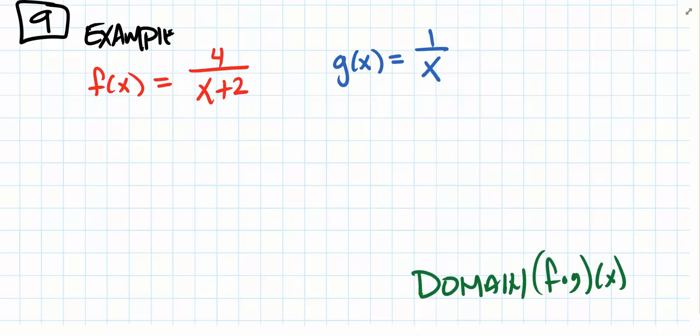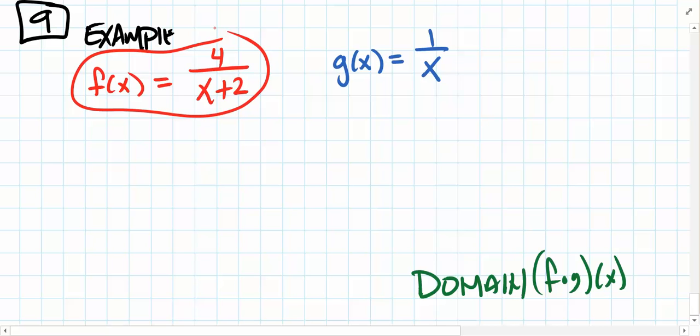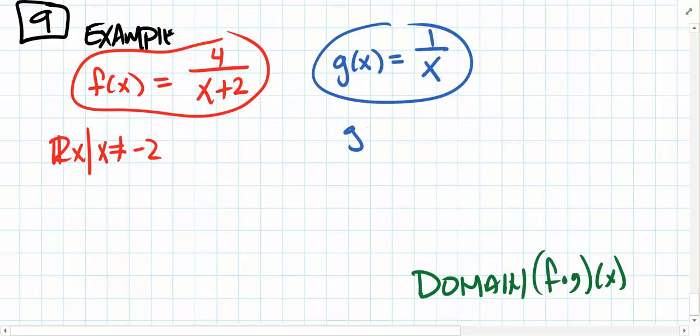Go ahead and try this on your own. Give me the domain of f of g of x, given the two functions defined as above. You can work with Adrian. So everyone, here we go. Help me out. What would be the domain of f of x, the red one? All real numbers x such that x does not equal -2. Nice job. Give me the domain for the blue function, g of x. X is all real numbers such that x is not equal to 0.